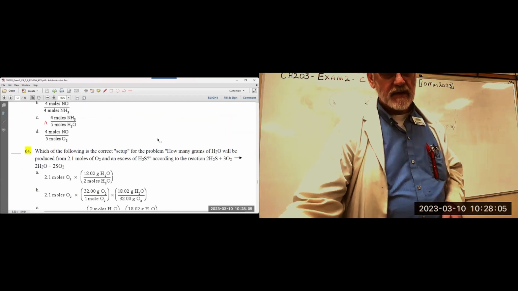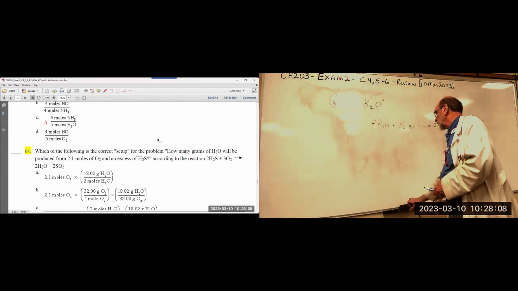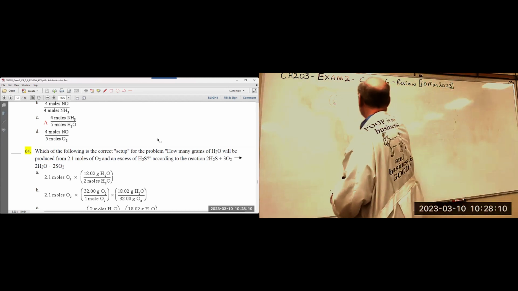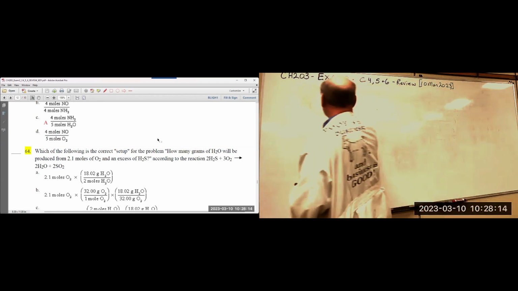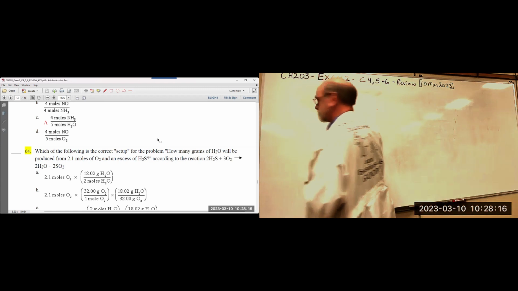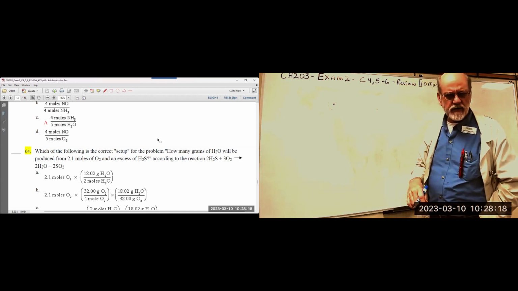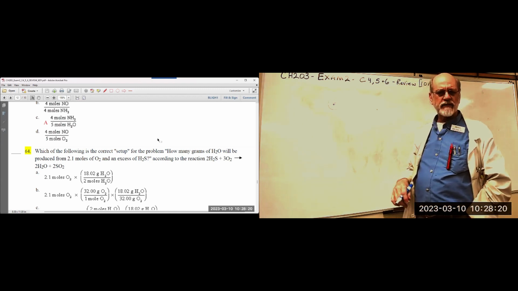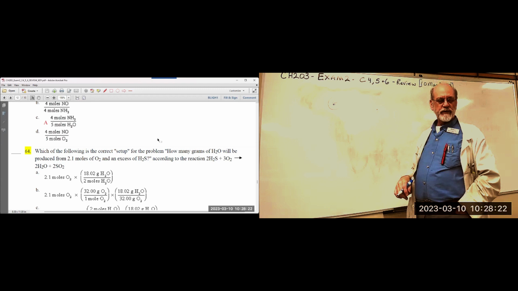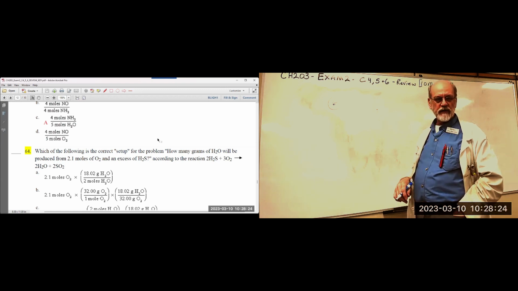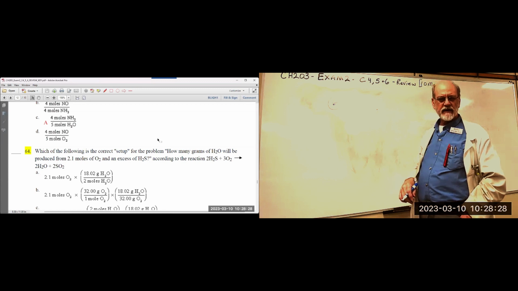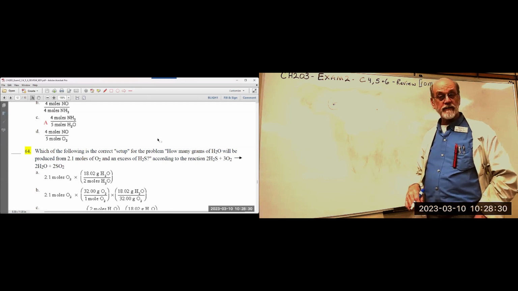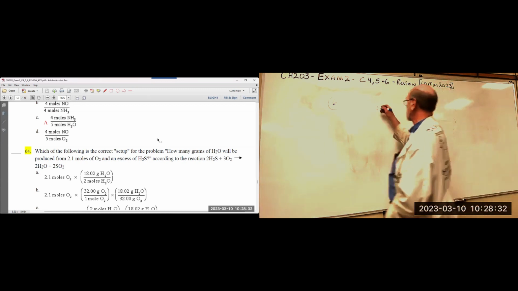Oh, another one. Okay, let's see, 64. Another unit conversion. Which of the following is the correct setup for the problem? How many grams of water will be produced from 2.1 moles of oxygen and an excess of hydrogen sulfide according to this reaction? Oh, they give us the balanced equation. That's good.